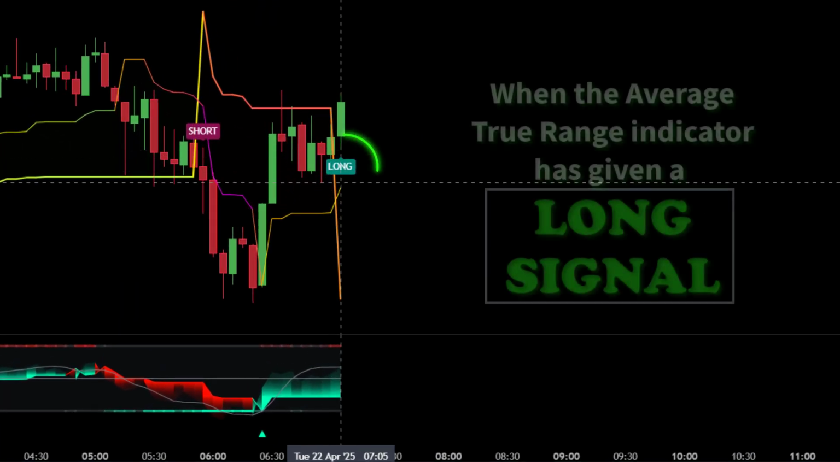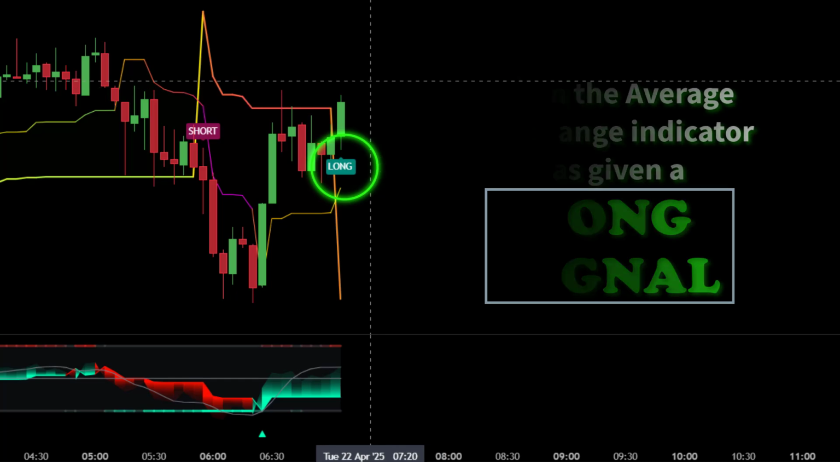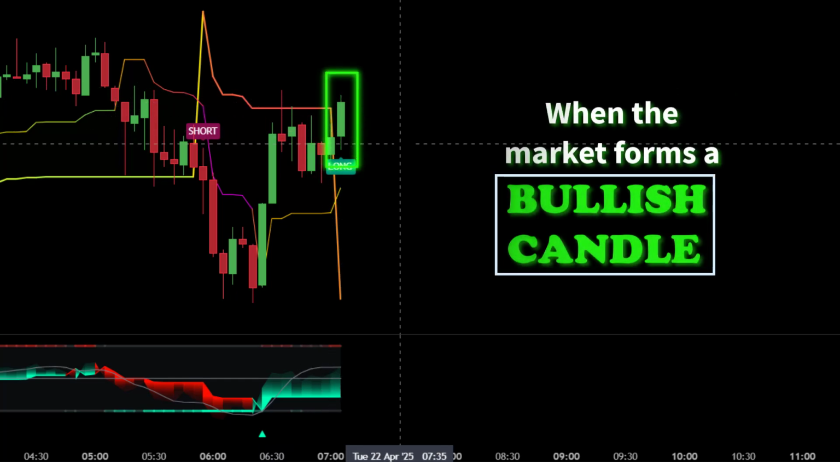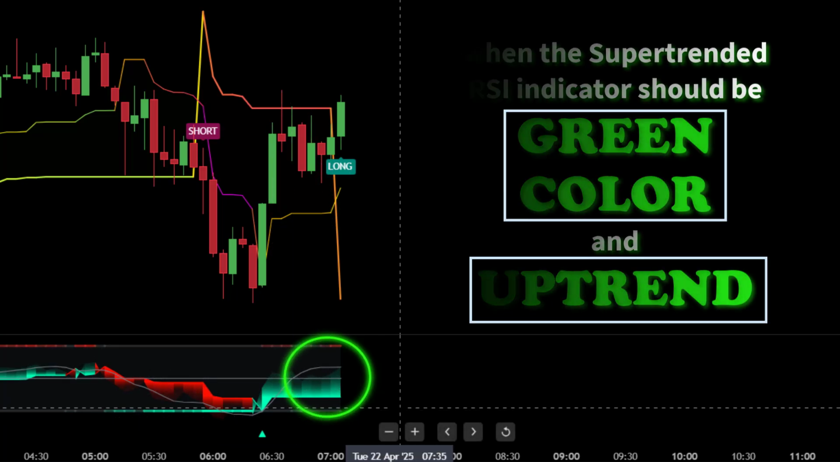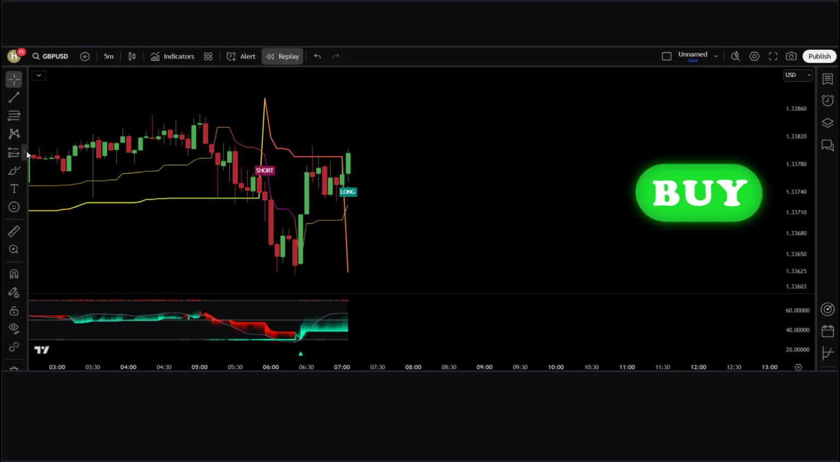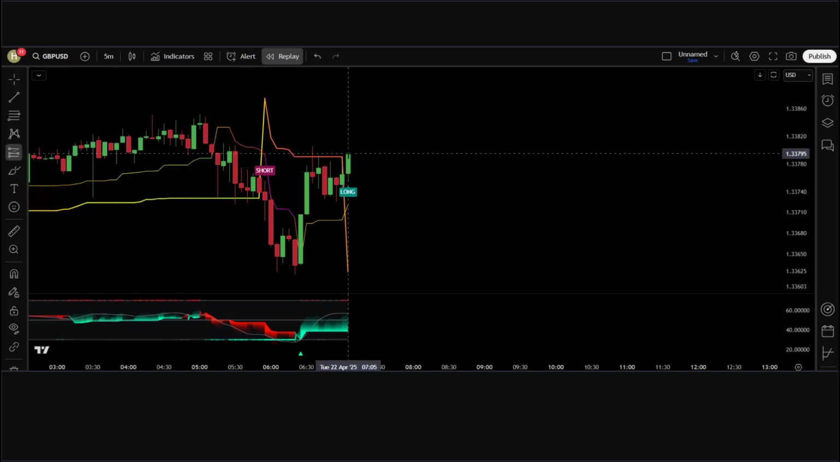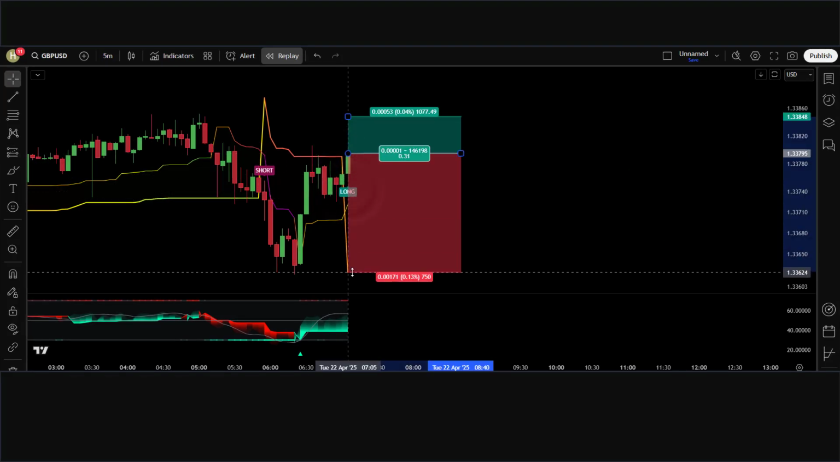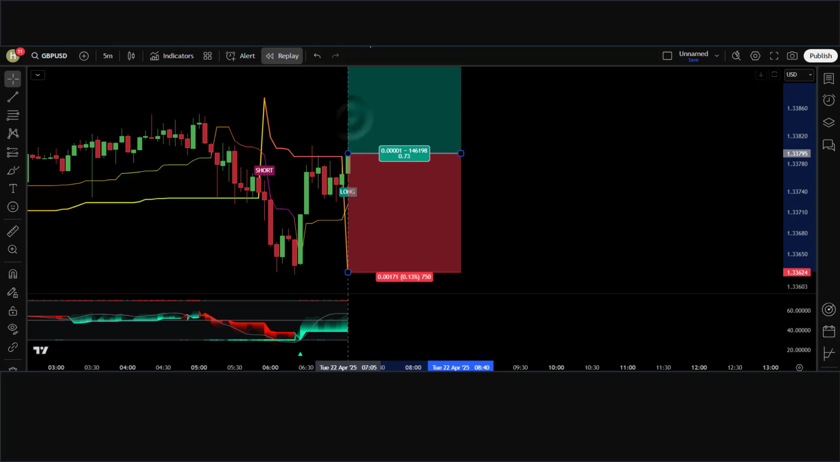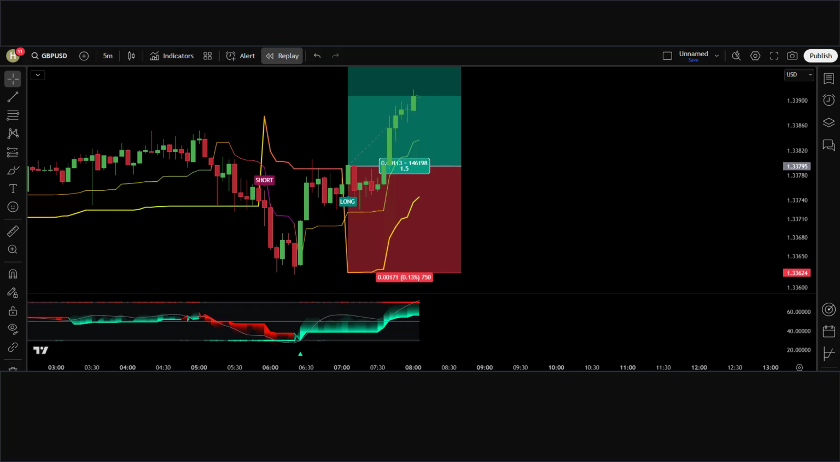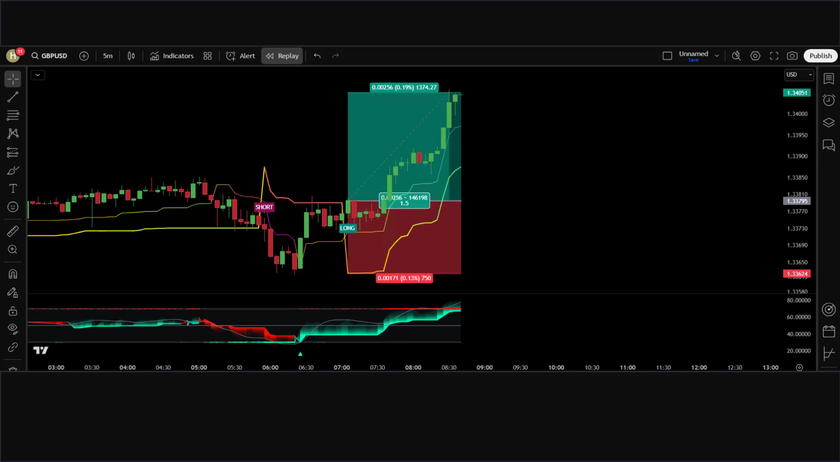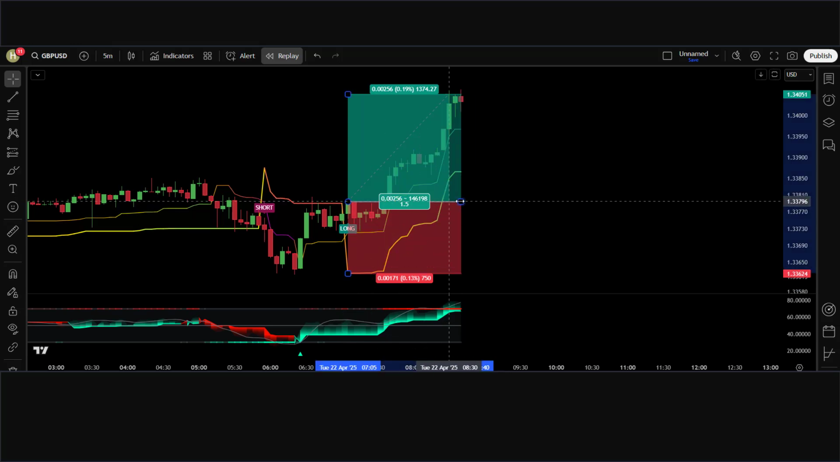Now, let's understand the concept where we will take buy and sell trades based on certain conditions. When the Average True Range indicator has given a long signal, when the market has formed a bullish candle, and when the Supertrend RSI indicator is green color and uptrend, if this condition is fulfilled, then we will place a buy order. Our stop loss will be placed at the lower level of the volatility stop line, and the risk to reward ratio will be 1:1.5. The market has completely hit the target.